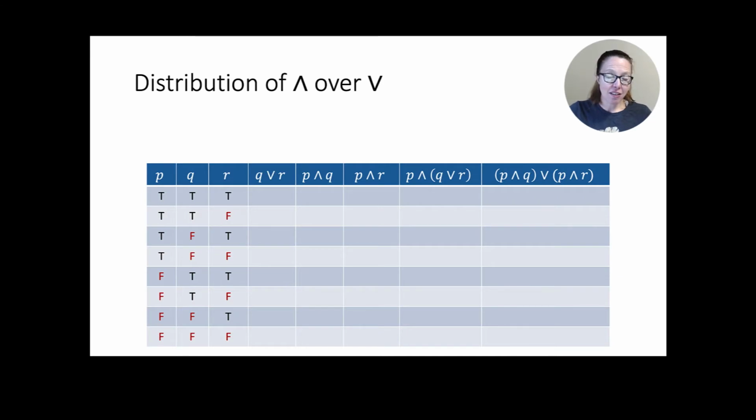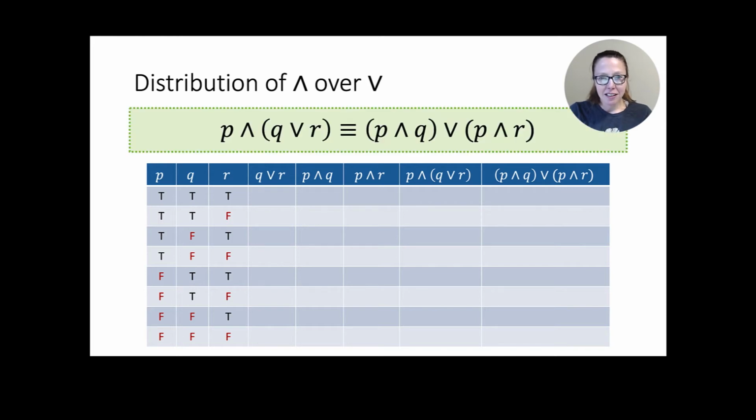There are certainly other equivalences. We could look at the equivalence of distribution of and over or. And the way that we do that is we could apply a truth table and show that these values are equivalent. And so you can see here, these can be found in the last two columns.